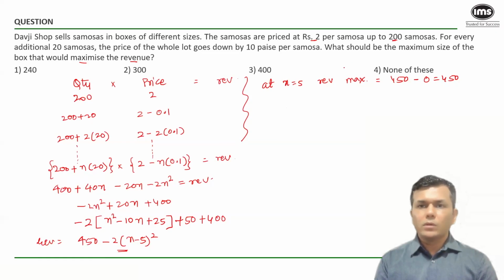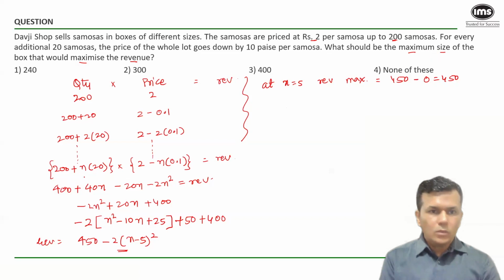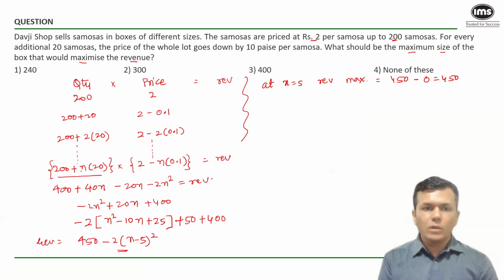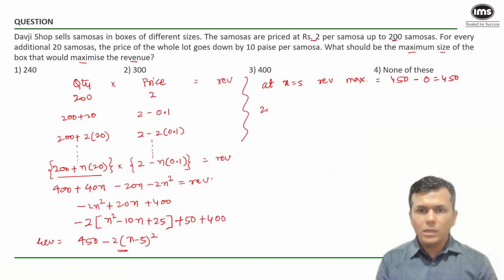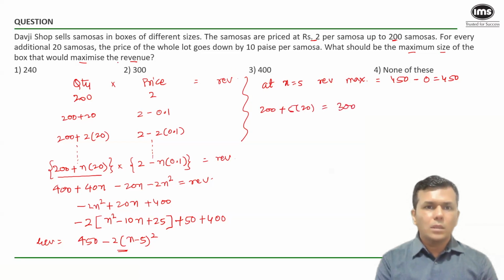But as per the question, we are not supposed to maximize the revenue. If you take a look at this, we have to find out the maximum size of the box when the revenue gets maximized, right? So if you look at this quantity here, this gives you the size of the box, which is 200 plus n into 20. Plugging in n equal to 5, I'll get the size of the box as 200 plus 5 into 20. And that is going to be 300. That's our option 2.